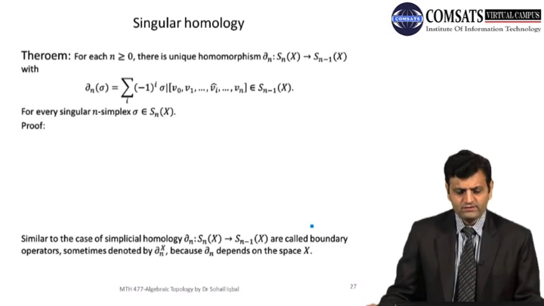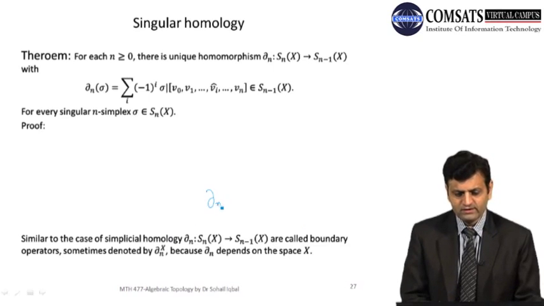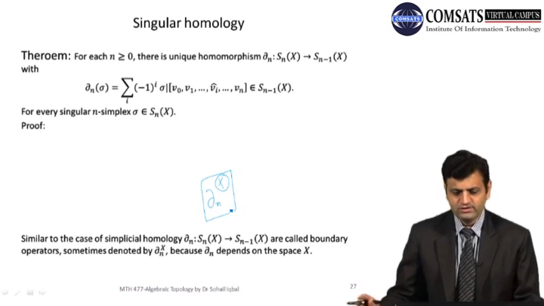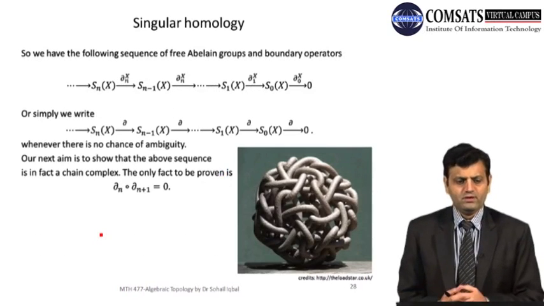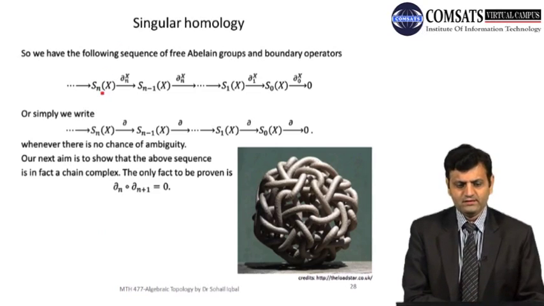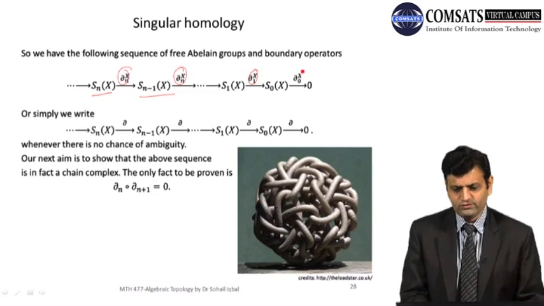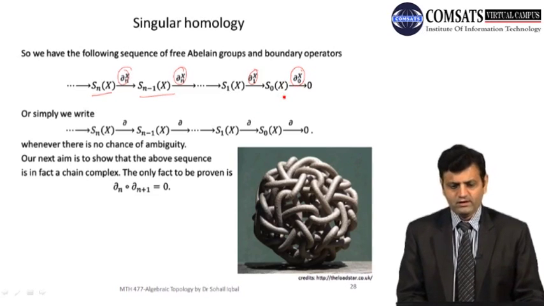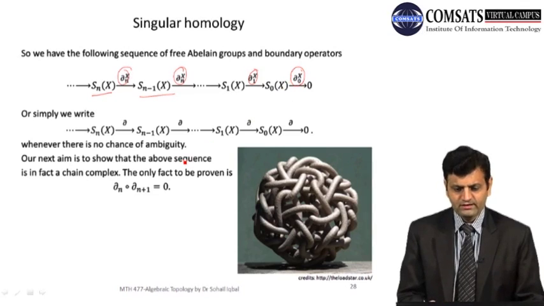Similar to the case of simplicial homology, these ∂n's are called boundary operators, and sometimes we denote ∂n x, because if you change this topological space x, then these boundary operators will be changed. So we have the following sequence of free abelian groups and boundary operators: the elements of Sn(x) go to Sn-1(x) using these boundary operators. As most of you can judge where we are going from here, of course we want to check whether this is a chain complex or not.